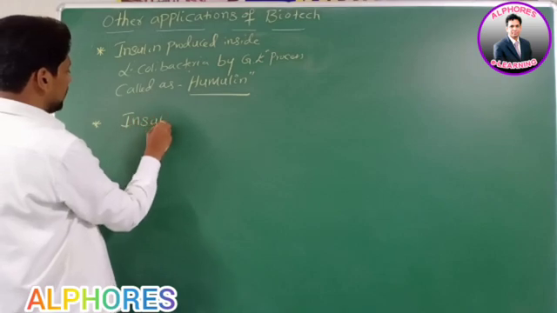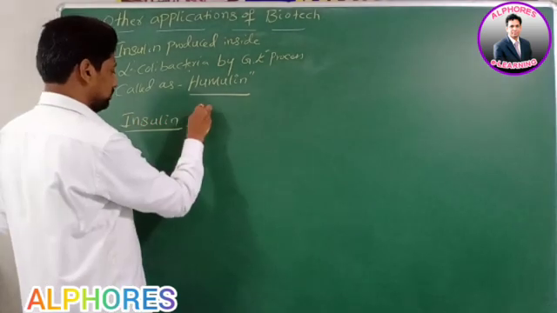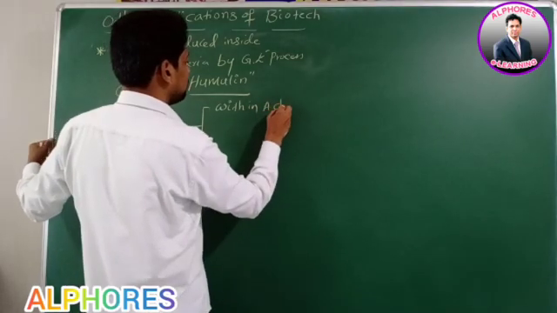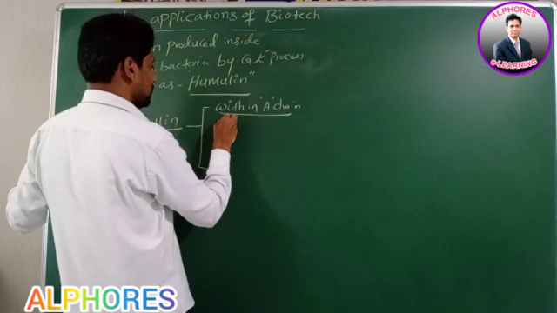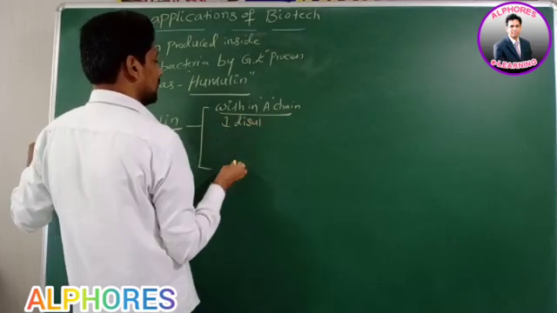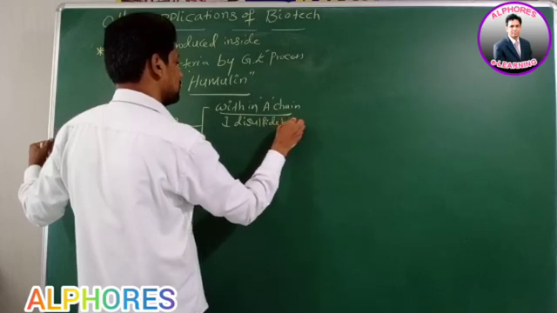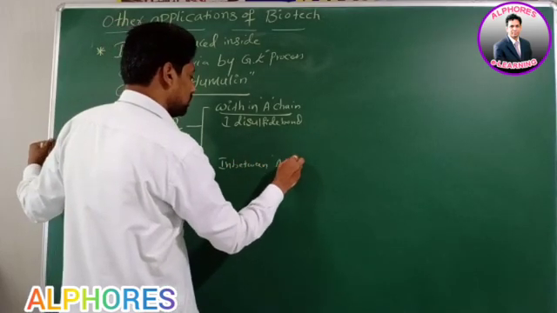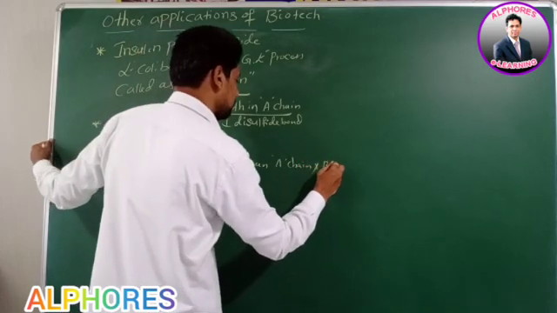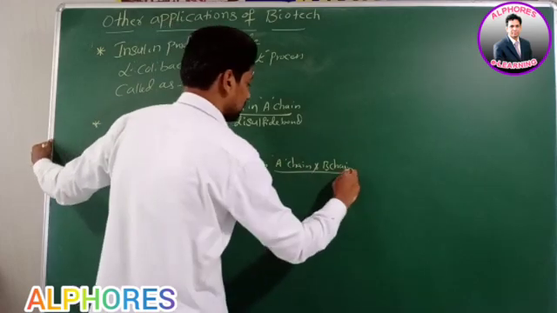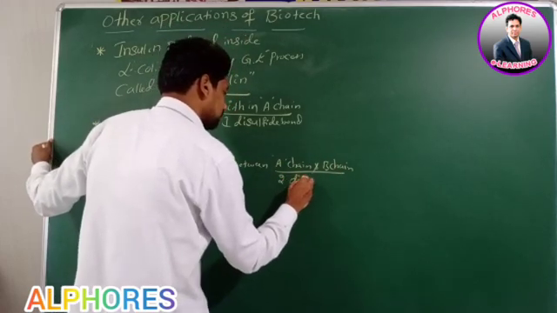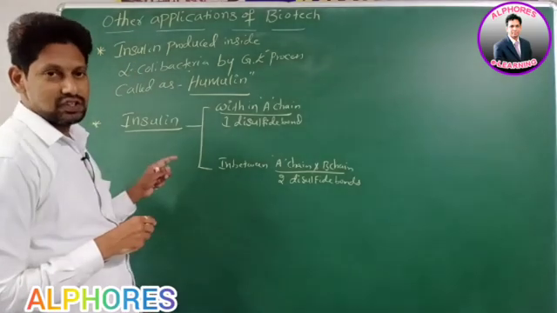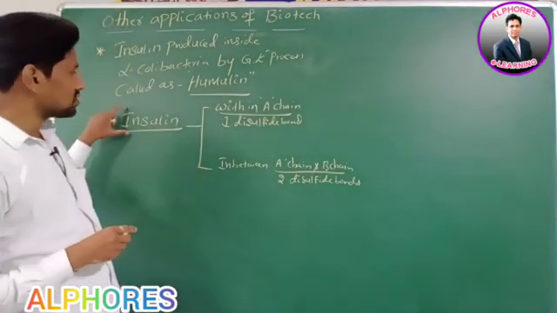Sir, I am taking insulin, right? In this insulin, within A chain, one disulfide bond is present. In between A chain and B chain, two disulfide bonds are present. Is this statement okay? Right? Now listen here.